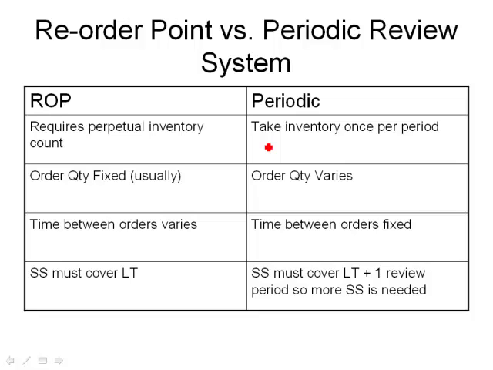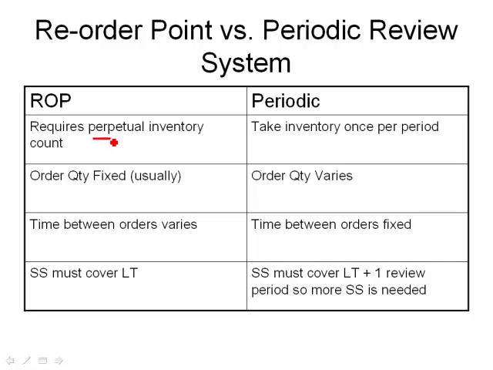So in a periodic review system, you don't need to take inventory all the time. You just take inventory every time that your reorder day or your reorder time rolls around. In other words, once every period. On the other hand, in the reorder point system, you've got to always know what your inventory is, because your inventory hitting a certain level is the trigger to place another order.